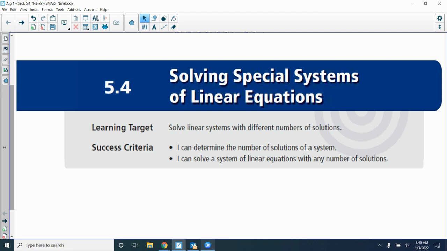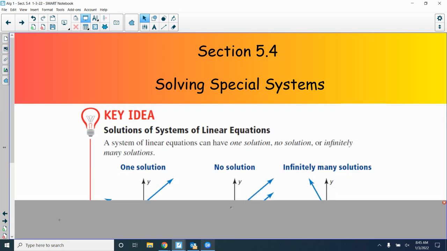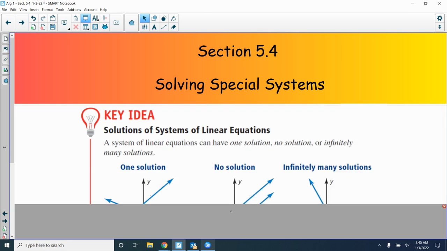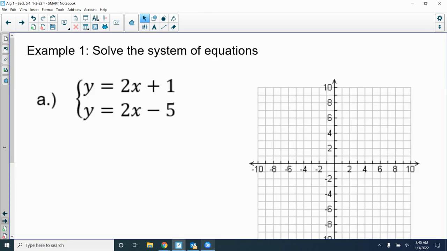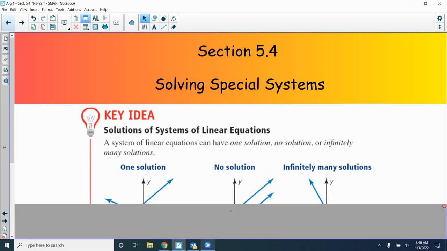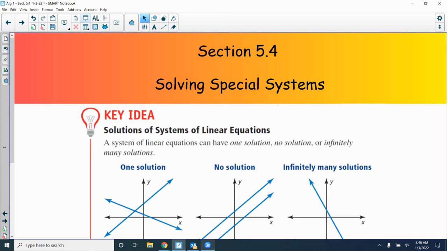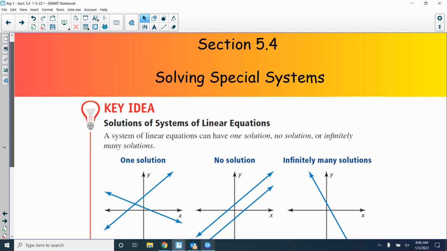All right, it says solve linear systems with different number of solutions. A system, remember, is two equations with two unknowns. Okay, this is a system. You see that first one there. We want to find any ordered pairs that work for both of them. To this point, we've kind of limited your options on purpose. But now we're going to throw everything at you. There's three things that can happen when you're solving a linear system.